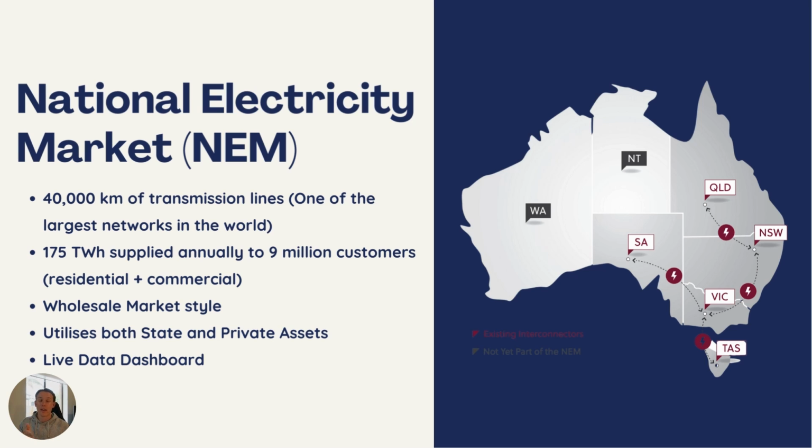But the resultant of that is that it's very expensive to do so. So although we have a very long network, it may not be as reliable in those kind of remote regions. Now, the NEM supplies 175 terawatt hours of annual energy, which is a lot.